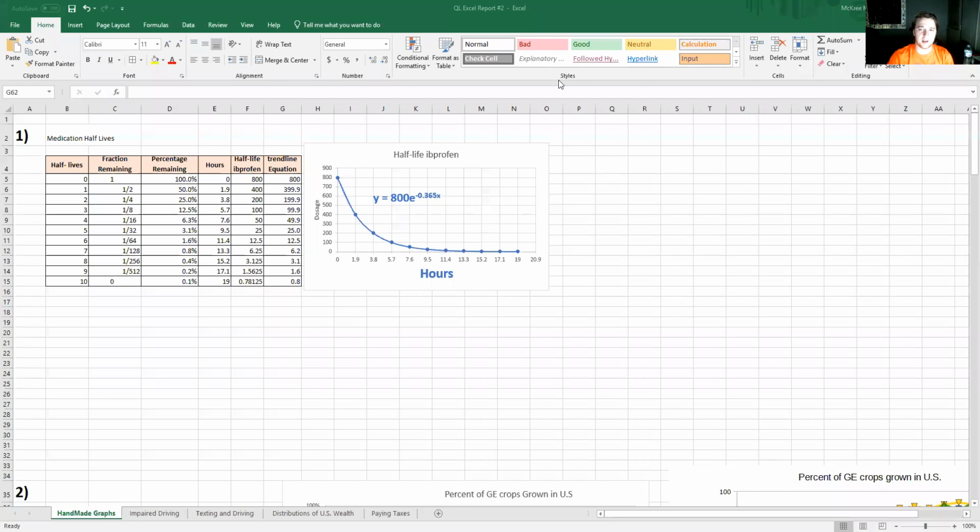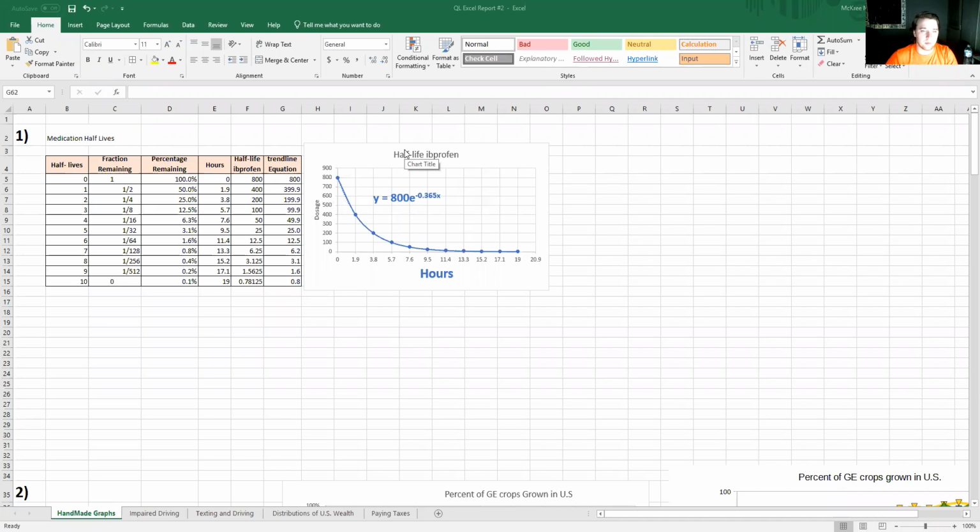All right, guys, this is my quantitative literacy module 2. As you can see, we got medication half-lives right here, and the half-life of ibuprofen.